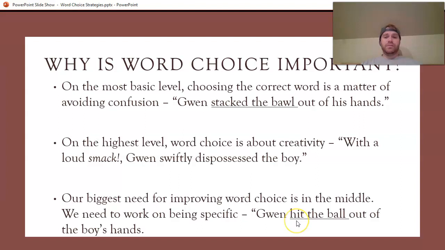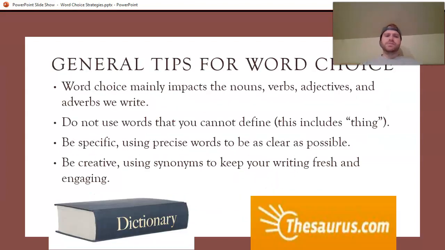When I say hit, do I mean did she spike it out of the boy's hands? Did she slap it? Did she punch it, right? I could say, "Gwen punched the football out of the boy's hands," right? That describes a lot more clearly what's happening in that sentence. And all I had to do is change around a couple of words. I changed hit, that's a 5-cent word, into punched, that is a $1 word, right? Just as an example. These are just a couple of general tips that impact word choice overall.